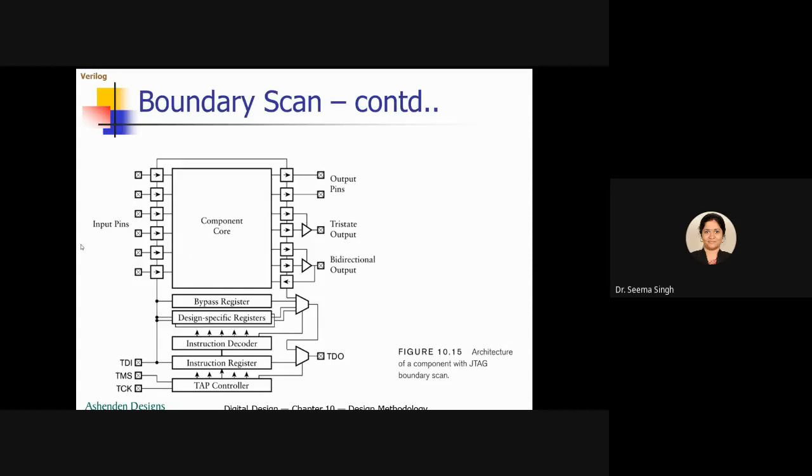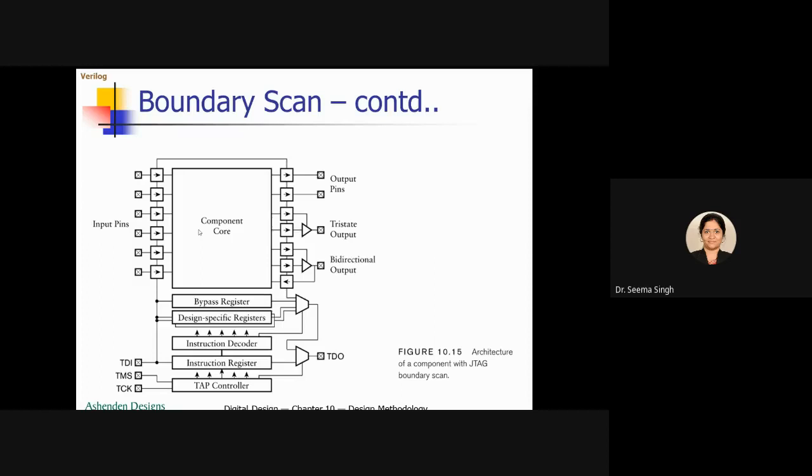So this TMS and TCK will be controlled by this TAP controller, and it will give the instruction register. The instruction register will give what data should be inputted and it will check what data is coming out. This instruction register information will be given by the TAP controller, which will be decoded, and go to specific registers, and then it will be entered into your component core. Whatever data you are inputting here goes into this component core for the testing purpose.